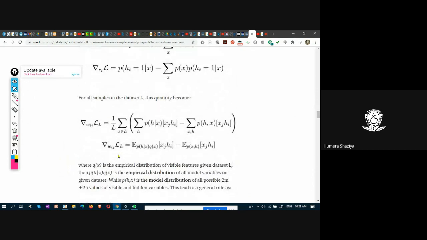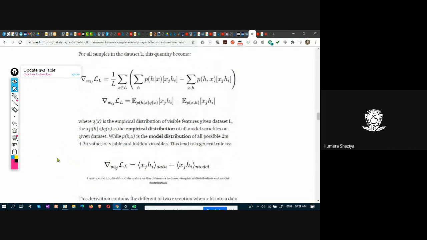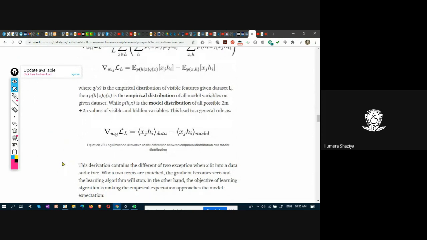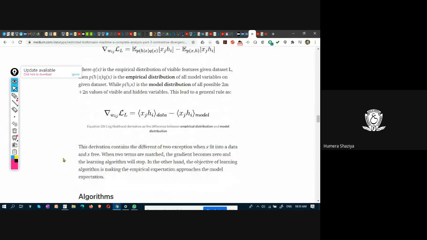This is the quantity that is obtained, which is the derivative of the above equation. Okay, and this is the log likelihood derivative. Because during backpropagation, during the learning process, derivatives are pretty essential. Therefore, derivatives have to be computed.